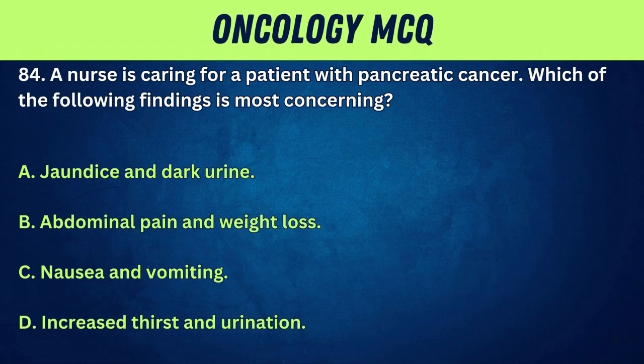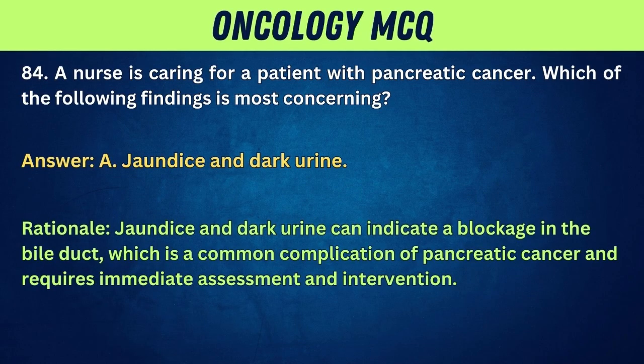84. A nurse is caring for a patient with pancreatic cancer. Which of the following findings is most concerning? A. Jaundice and dark urine. B. Abdominal pain and weight loss. C. Nausea and vomiting. D. Increased thirst and urination. Answer: A.